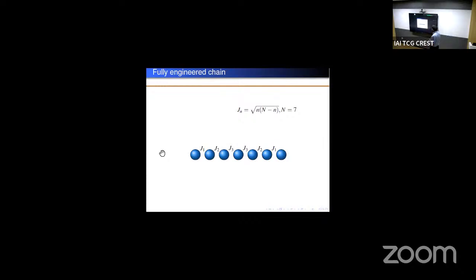Now, let us consider this. This is the kind of engineering one needs. Each of these couplings, J1, J2, J3 in a spin chain.